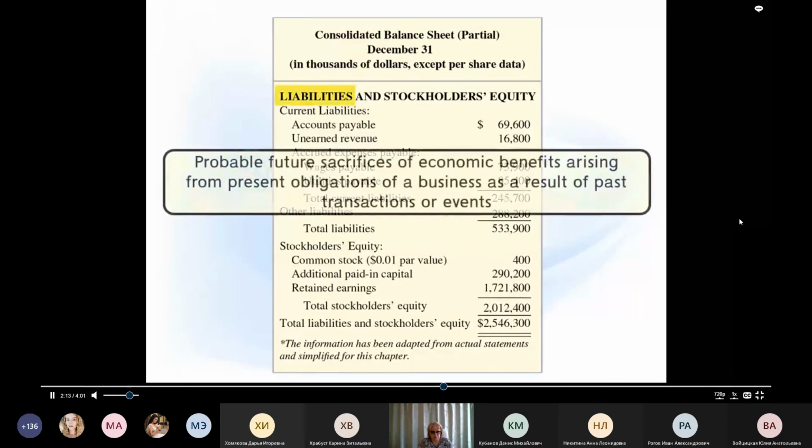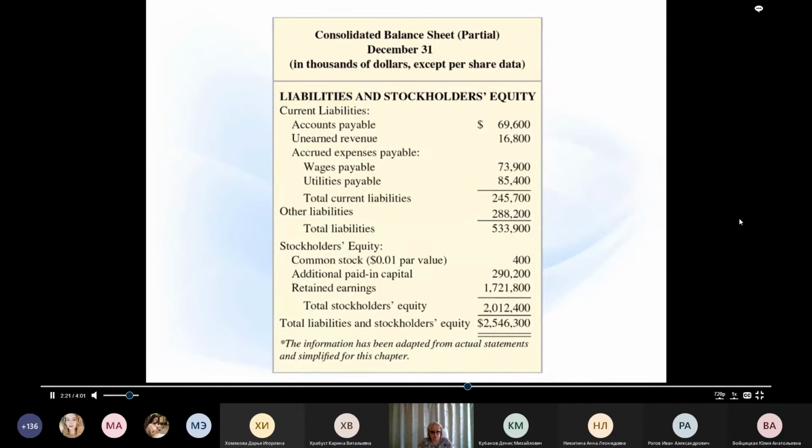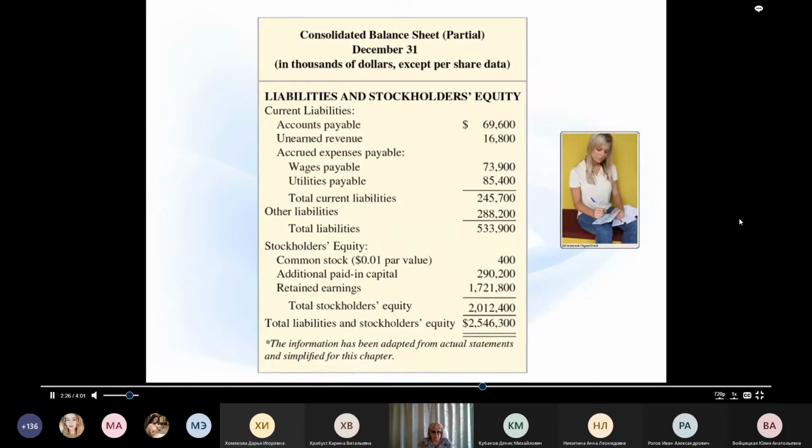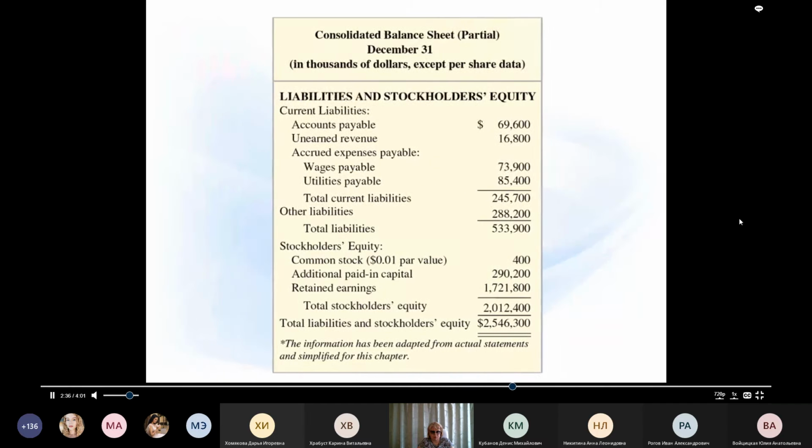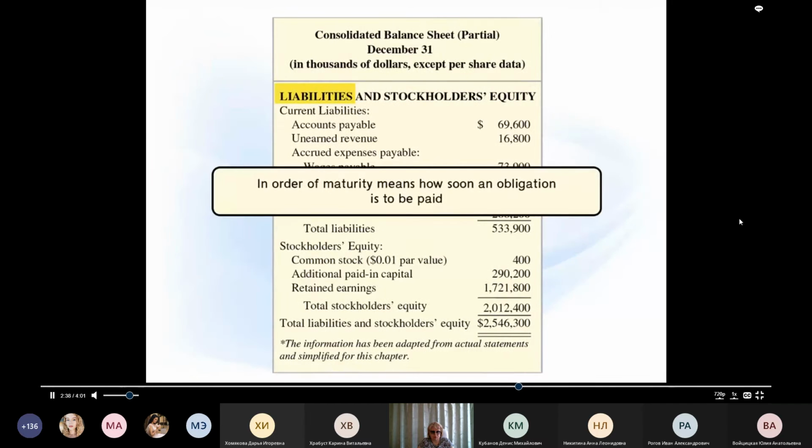Liabilities are defined as probable future sacrifices of economic benefits arising from present obligations of a business as a result of past transactions or events. Entities that a company owes money to are called creditors. Take a moment to think about your liabilities. They might include a car loan, a short term loan from your brother, and the balance on your credit card. Liabilities are usually listed in order of maturity, that is, how soon an obligation is to be paid.